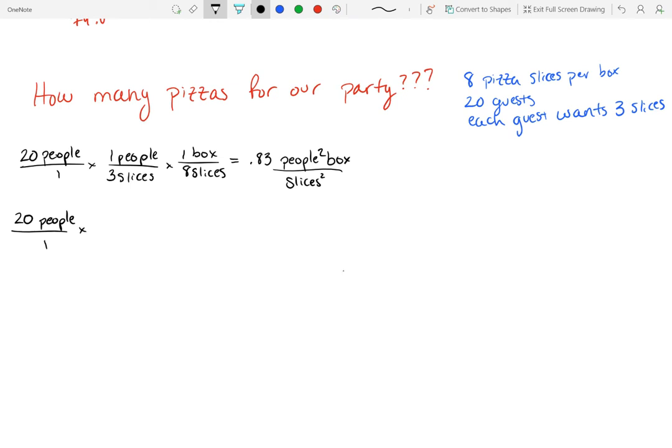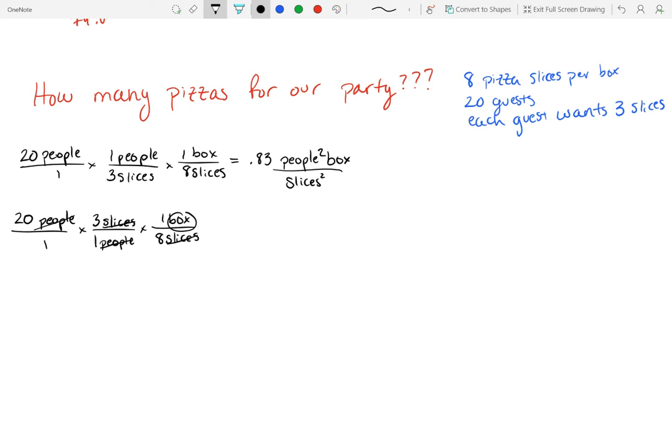So 20 people times, and we're going to put 1 people on the bottom so that people can cancel out, and we're going to put 3 slices per person on the top, right? So people over people cancel out to 1. So now we have slices. Are we done? No, we still need boxes of pizza. So we're going to put the conversion factor for boxes in the next step. So 8 slices of pizza per every 1 box of pizza. Slices will cancel out slices, so that equals 1, and we're left with boxes of pizza, which is exactly what we wanted.